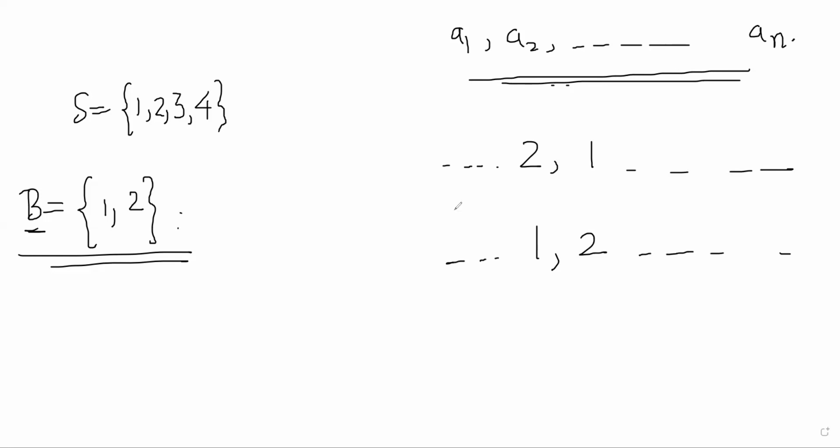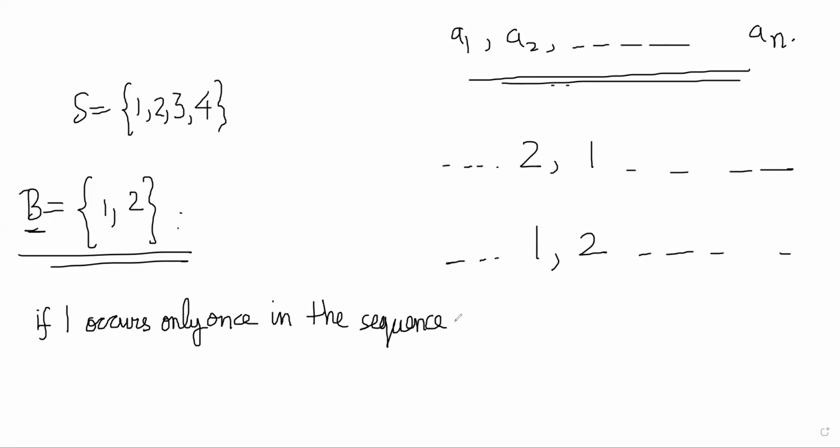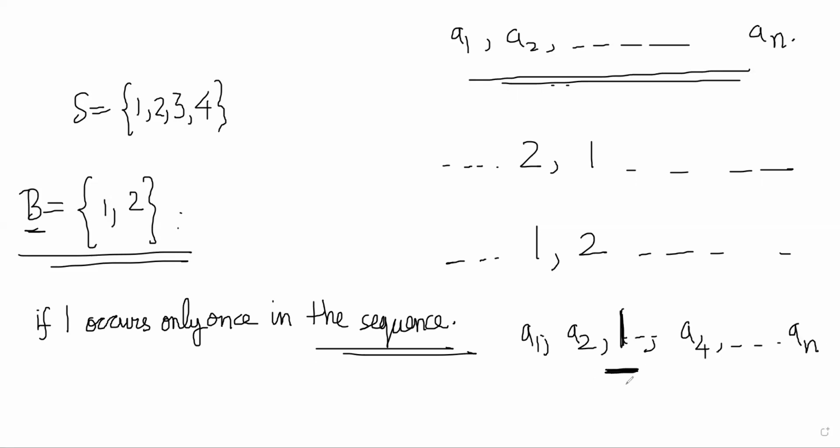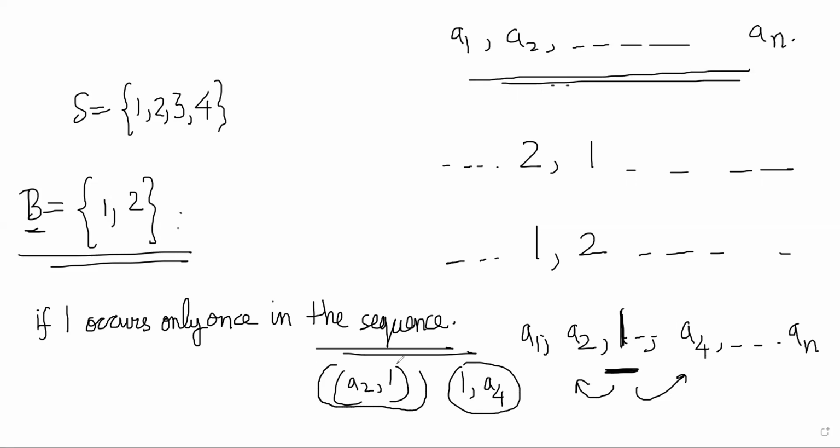Correct? If that is true, then my condition is satisfied, right? But what I'm showing here right now is that if 1 occurs only once in the sequence, so that means I have a sequence like this: A1, A2, let's say 1 here, and then A4 until AN. If 1 occurs only once in the sequence, then how many possible 2-element subsets can I make? I can make A2, comma 1, and I can make 1, comma A4. These are the only 2 subsets possible, right?